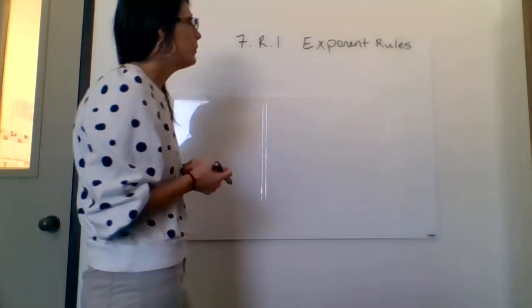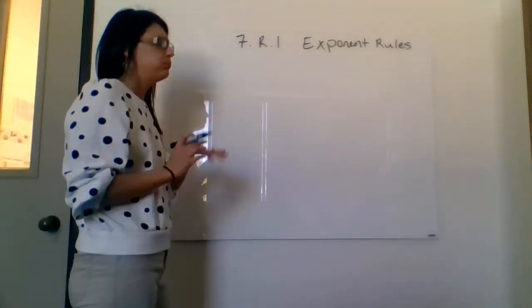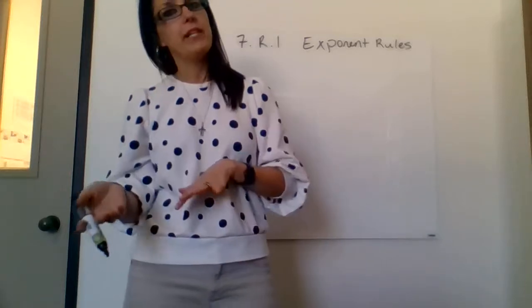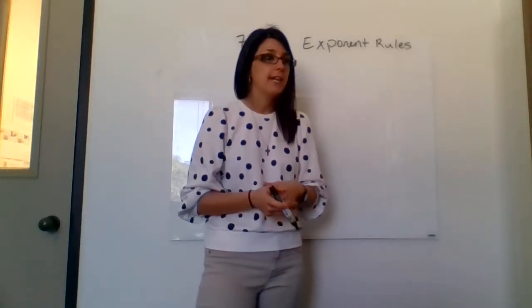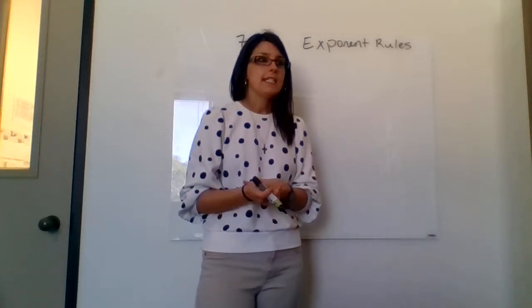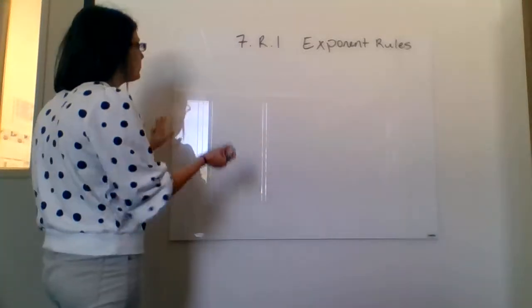All right, in 7.1, we're looking at some of the basic exponent rules. If I'm multiplying, then I add my exponents. If I'm dividing, I subtract. Another one, anything to the 0th power is going to give you 1, and what negative exponents do. So let's run through those 4 main properties real quick.